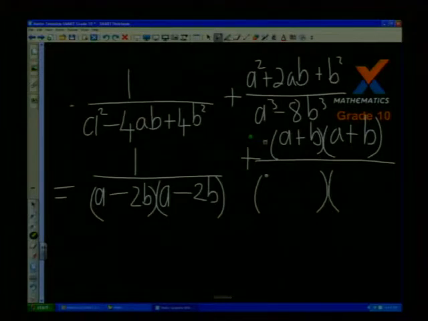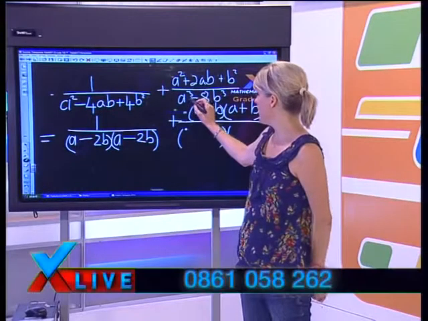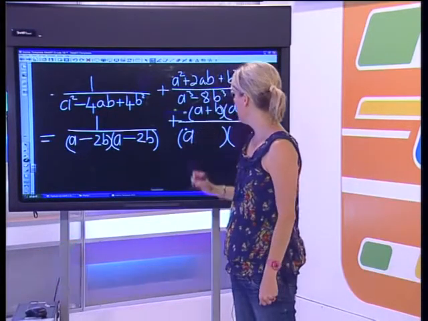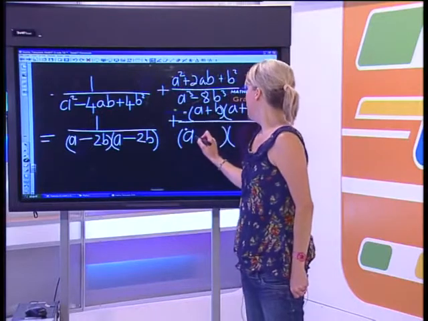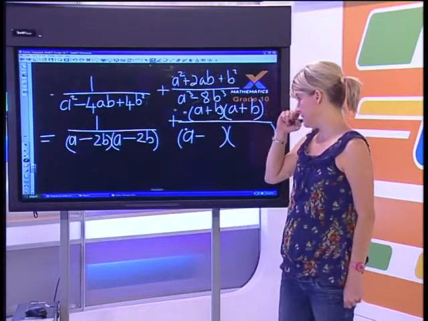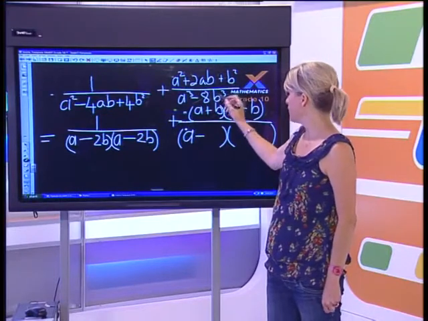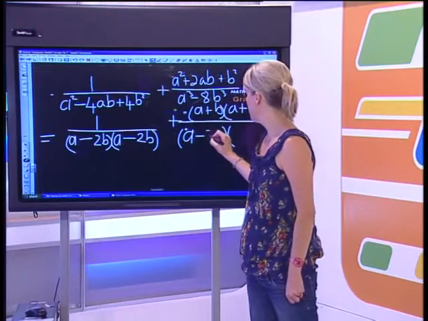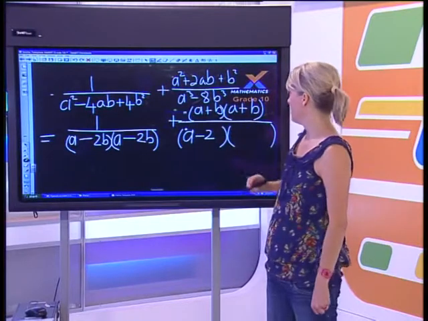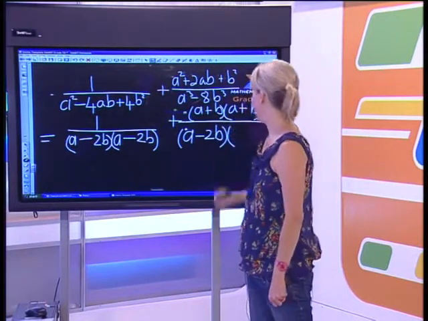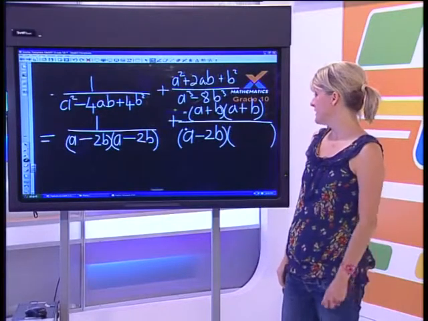Small bracket, bigger bracket, although I don't have a lot of space, so I start off by saying, what is the cube root of a to the power 3? That is a. Minus, remember the sign stays the same, and what is the cube root of 8? That is 2. And the cube root of b cubed, that's b. Right. Then on to my second bracket.